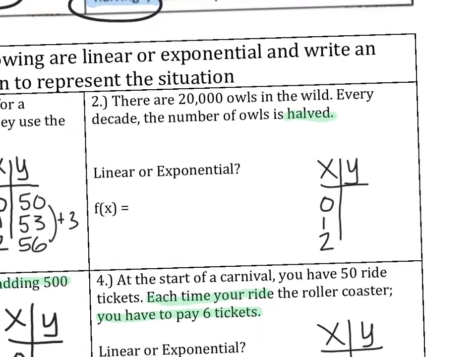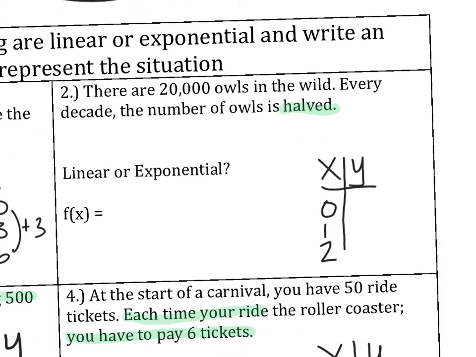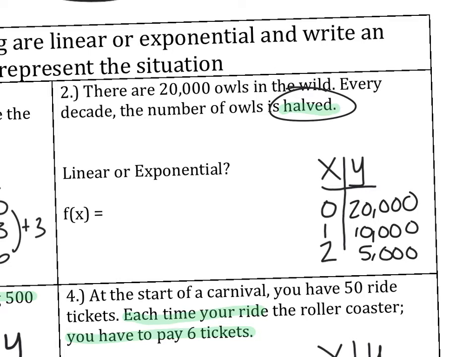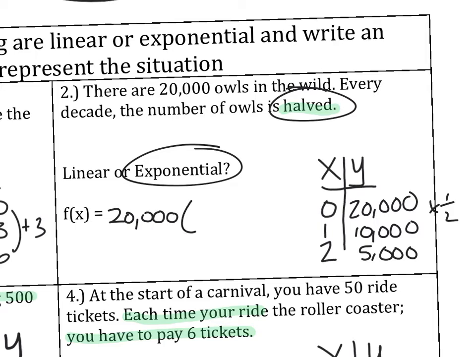Okay, number 2. 20,000 owls in the wild. Every decade, the number of owls is halved. So that tells me that this is 20,000. That's where we started. And every decade, it's cut in half. So that's 10,000, and then it's 5,000. So the rate is, this is being multiplied by a half. So this is exponential. So it's going to say 20,000 is my a times 1/2 to the x.